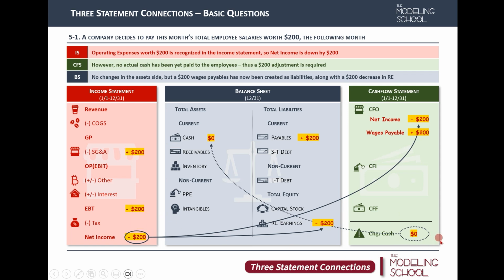However, we can think that no actual cash has been yet paid. Thus, a $200 adjustment is required, and that adjustment would be written increase in wages payable. It's an increase in liabilities, thus a positive adjustment. Coming back to the balance sheet, no changes in cash, $200 additions to wages payables, and a $200 decrease in retained earnings will balance.